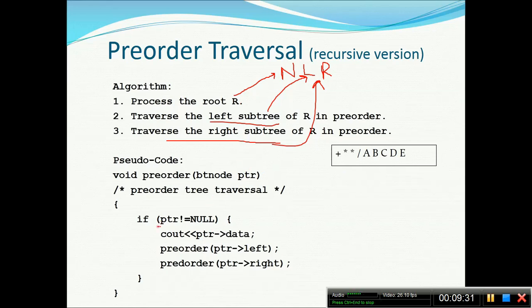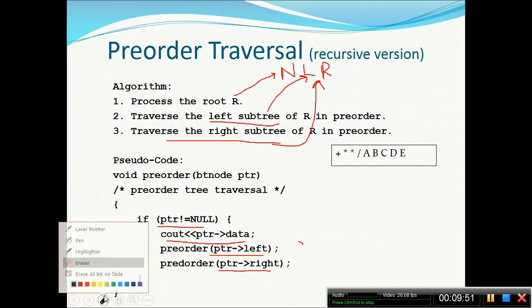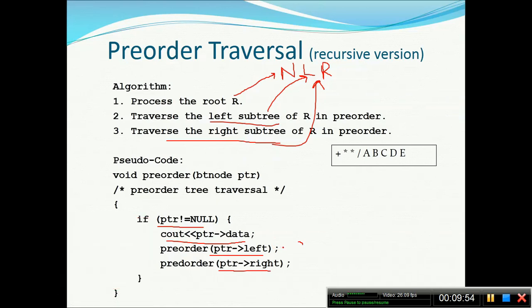You can see if the PTR is not null, print the data part, and again call pre-order on the left subtree, and again pre-order. This is a recursive call, PTR to the right subtree. That one is the left subtree and that one is the right subtree. Okay, so this is the idea.